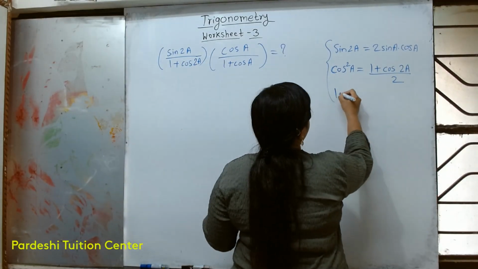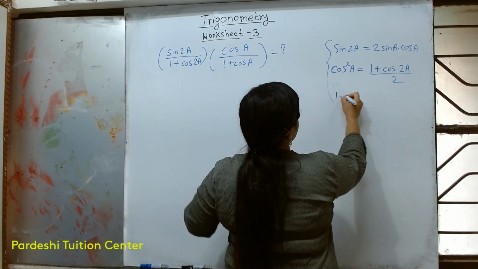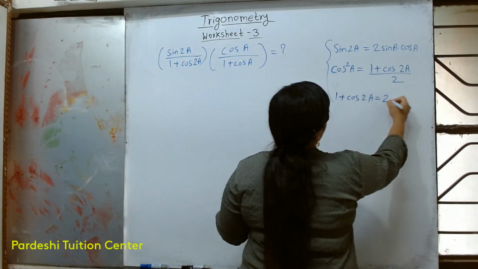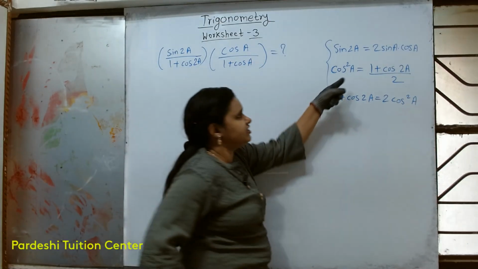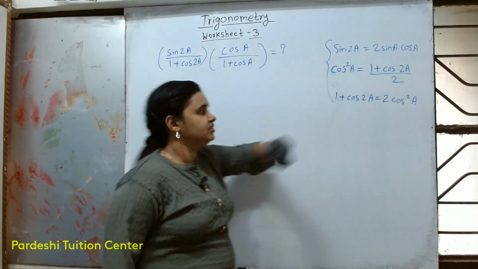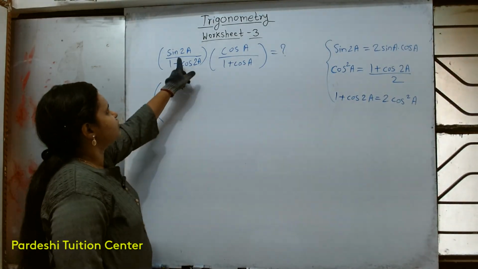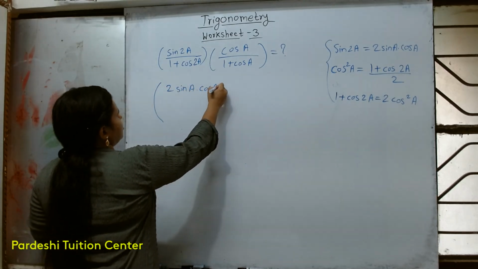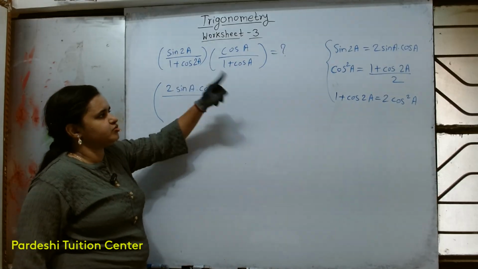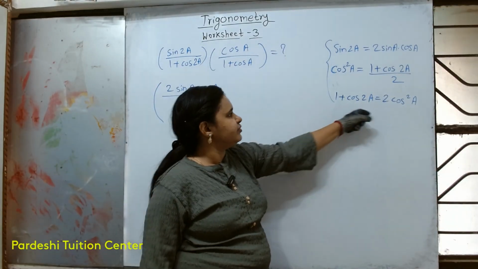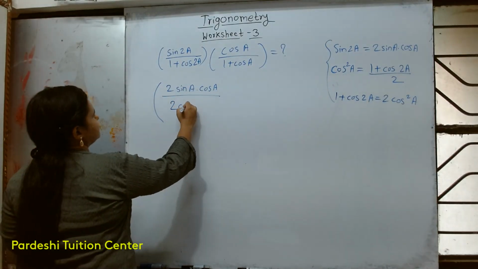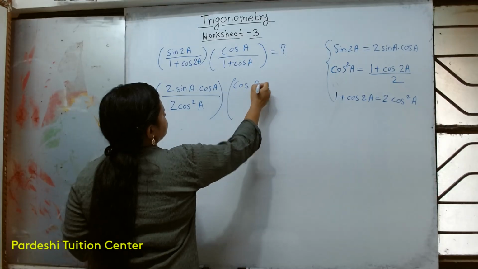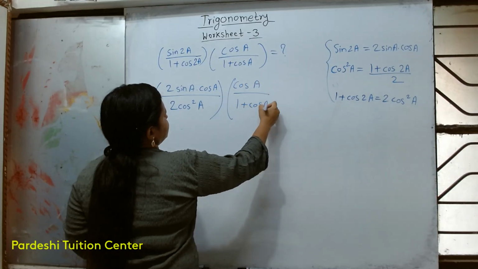So 1 plus cos 2a will be 2 into cos square a. From this formula we have calculated 1 plus cos 2a, so we can directly put in the value. Sin 2a was 2 sin a cos a, upon, and 1 plus cos 2a we have calculated from cos square a, that is 2 cos square a. Again the second bracket we take as it is, cos a upon 1 plus cos a.